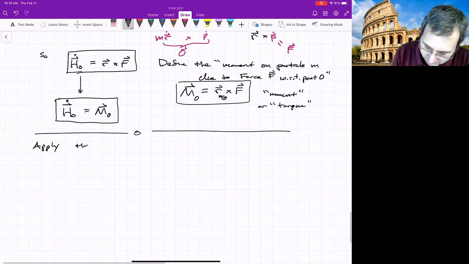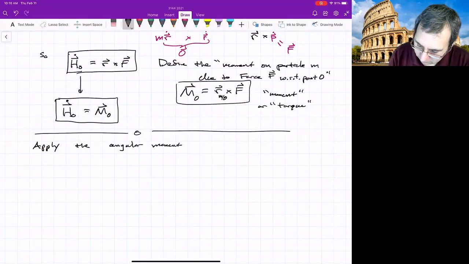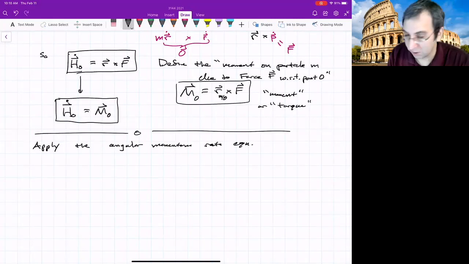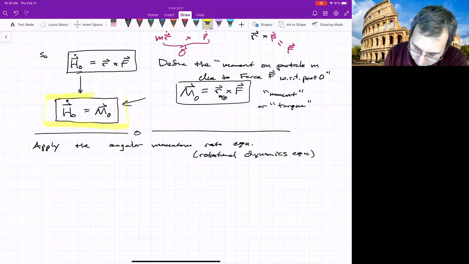So we're going to apply the angular momentum equation. We haven't given it a name. Angular momentum rate equation. Some people call it Euler's equation, which is going to be confusing later. There's too many Euler's equations floating around. The angular momentum rate equation, or we might call it the rotational dynamics equation. And I mean this one here.